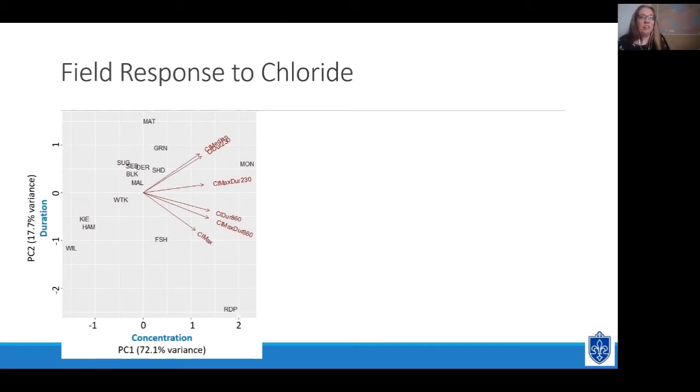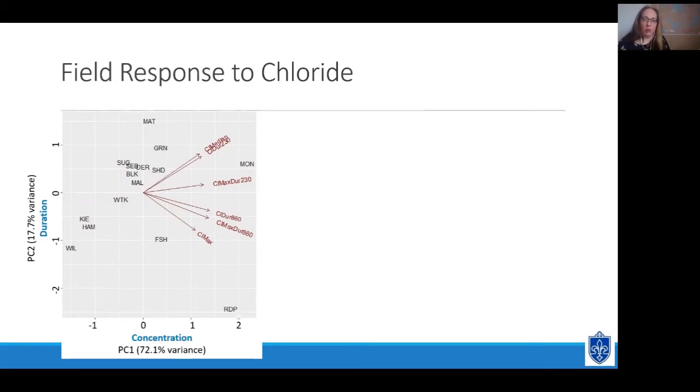The second PC axis differentiates between locations in which the chloride concentrations tend to have a higher maximum concentration and more frequent concentrations above the acute standard, versus those in which the concentrations have a greater tendency to exceed the chronic standard of 230 milligrams per liter, and the median concentration is higher.